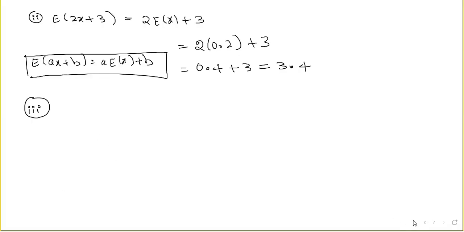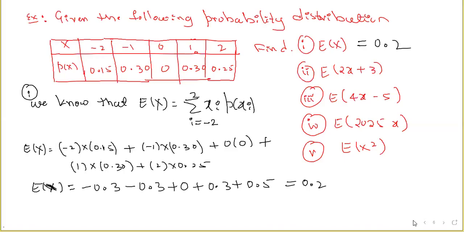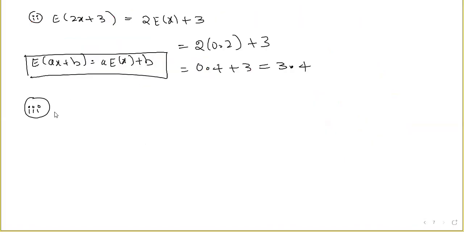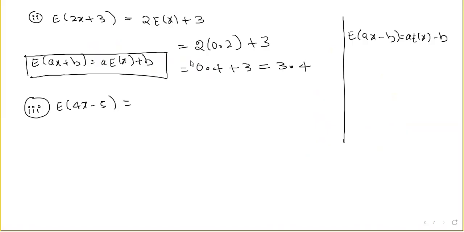This is the third question: expected value of 4x minus 5. How to solve? Same as here, instead of plus b we have minus b. That's it, right? As a corollary, just remember that expected value of ax minus b is nothing but a into expected value of x minus b. So instead of a we have 4 into expected value of x, which is 0.2, minus 5.